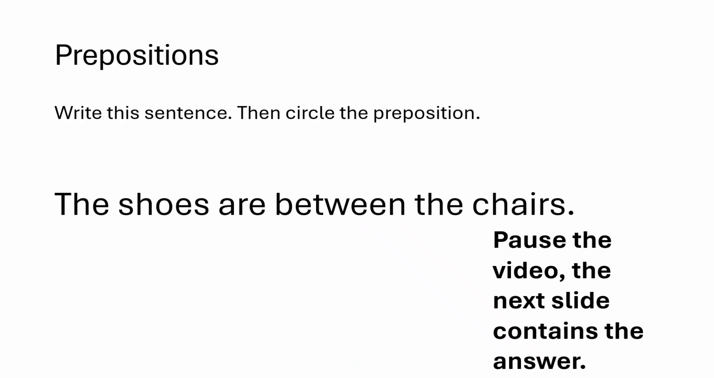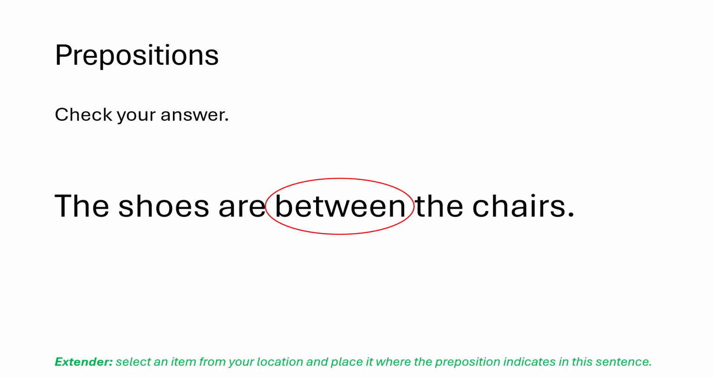Write this sentence, then circle the preposition. The shoes are between the chairs. Pause the video. The next slide contains the answer. Check your answer. The shoes are between the chairs. The preposition is between.